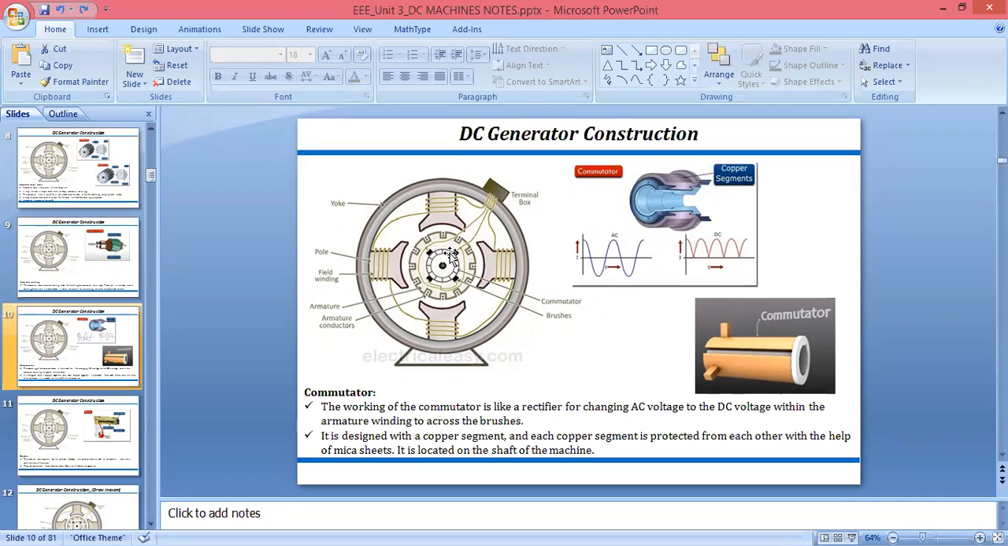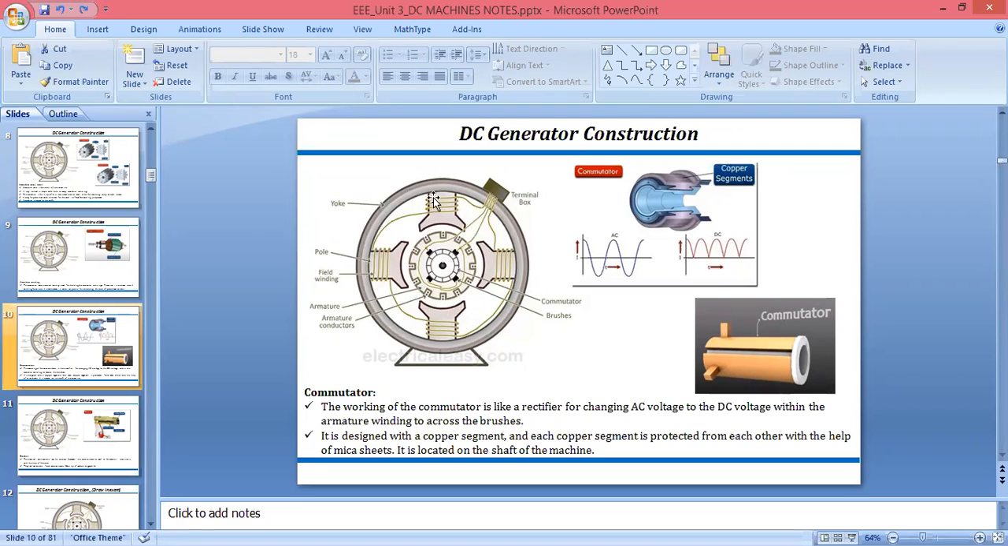So we can say here commutator, ये जो अंदर के साइड है, this is the commutator, ये सर्कल में जो बॉक्सेस के साइड है. So we can say the working of a commutator is like a rectifier. It means what? It can convert AC voltage into the DC voltage within the armature winding. ये जो outer side है, it is nothing but the armature winding.